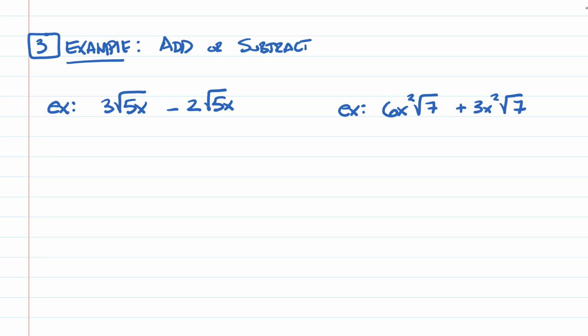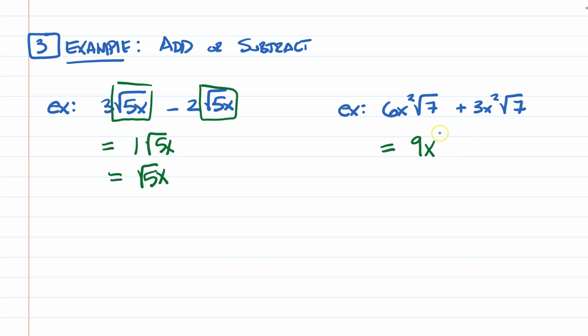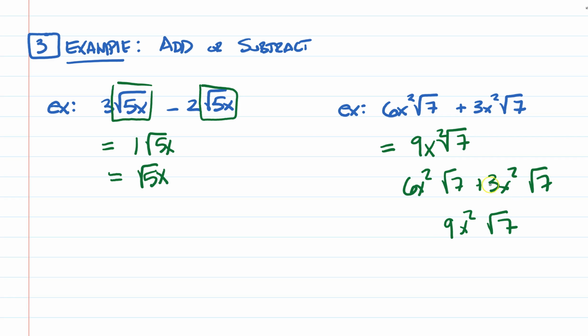So I have 3 radical 5x minus 2 radical 5x. Because my indexes are the same and my radicands are the same, this is going to equal 3 minus 2, which is just 1 radical 5x, or you could just write it as the radical of 5x. That's no big deal. 6x square root of 7 plus 3x square root of 7 is going to be 9x square roots of 7, just like that. Or I'm not sure if this says 6x squared. This might be 6x squared radical 7 plus 3x squared radical 7, which is equal to 9x squared radical 7. Either way, I can't read my own writing, but I think this is the right one that we're going to do. Okay, there you go, box 3.